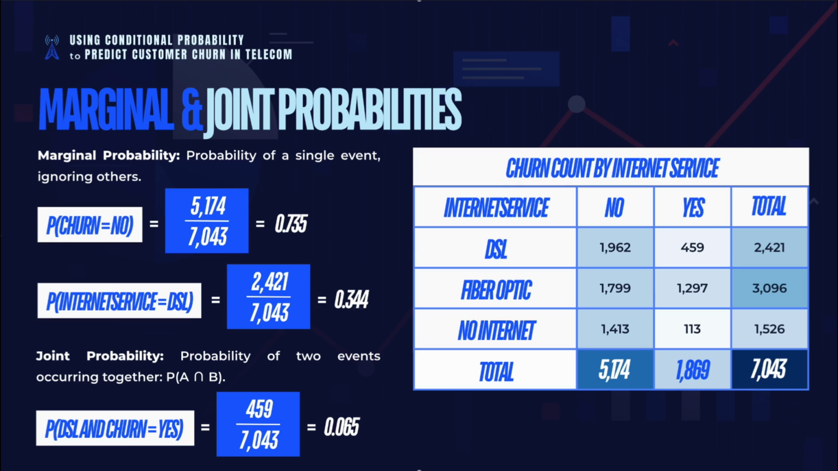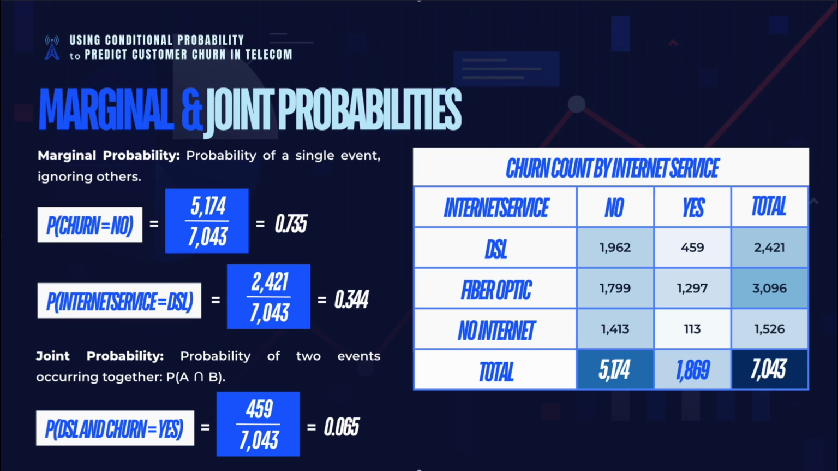Joint probability is the probability of two events occurring together, which is P(A intersect B), right? So for example, the probability of DSL and churn is yes is going to be 429 divided by 1,743, which is 6.5%, right?